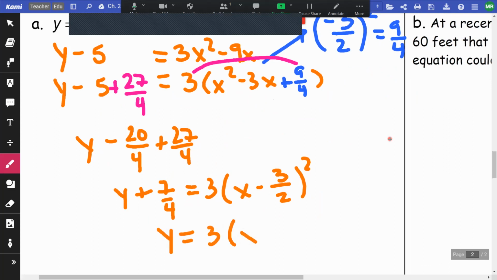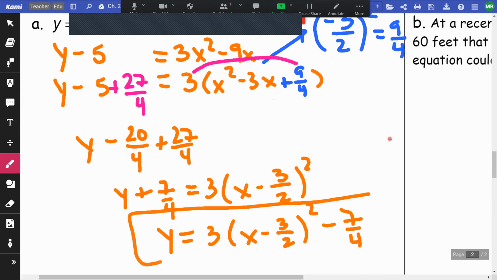Now, again, you might have done this using a fraction. So you might have had a 1.5 instead of the 3/2, okay? And then 9/4, you could have put that as a decimal. But this is it in the fraction form.